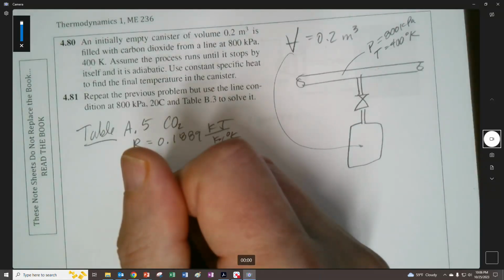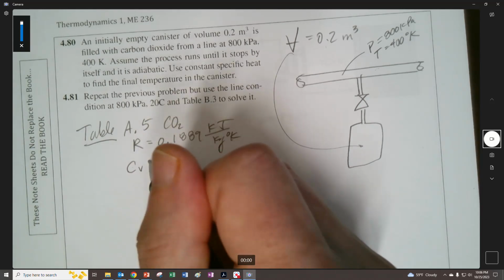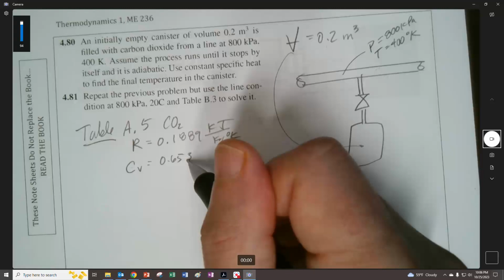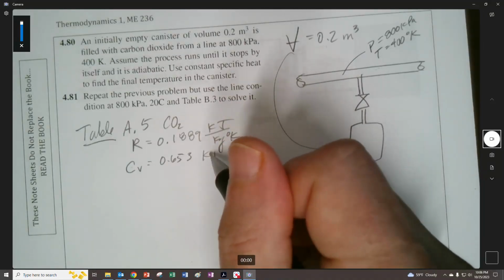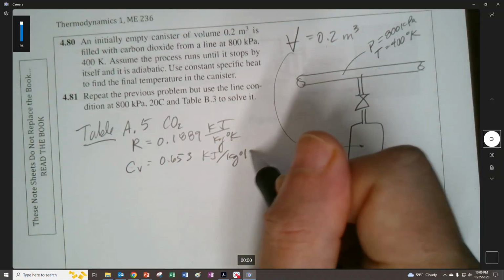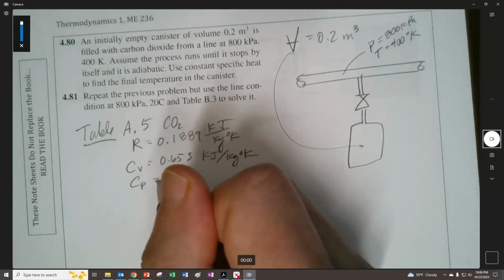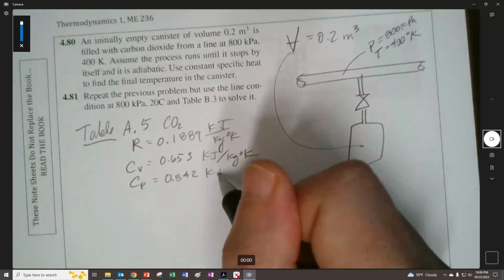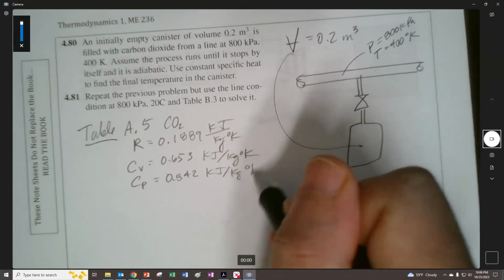Do I use the CP or the CV? Yeah, I do. Okay, so CV is going to be 0.653 kilojoules per kilogram degree Kelvin, and CP is 0.842 kilojoules per kilogram degree Kelvin.